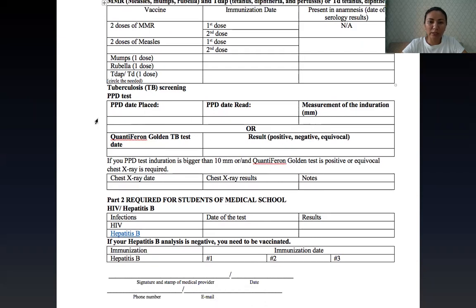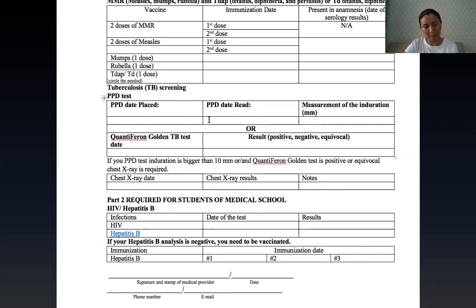When it comes to the TB screening, you need to undergo a PPD test, or it might have been done previously. So we need to see the date when it was placed. We need to see the date when it was read. And we need to see the size of induration here. And the period between placement and when it was read shouldn't be less than 2 days and more than 3 days.